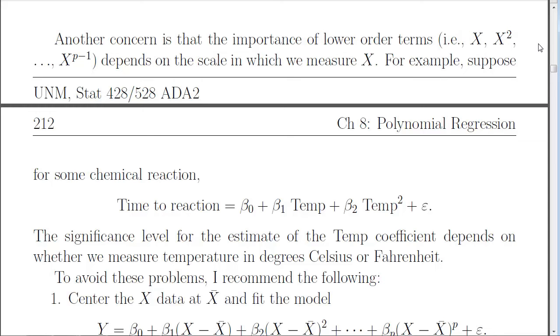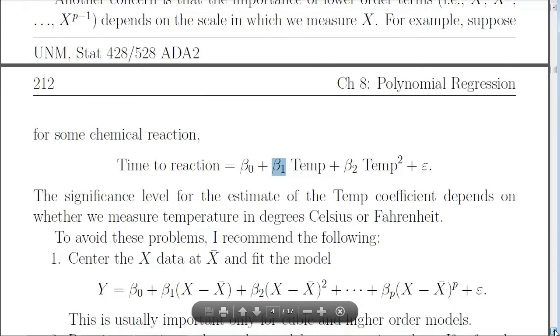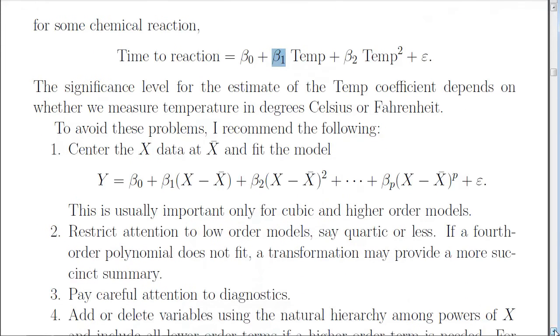And so here I've got an example: the time of a chemical reaction, where we have temperature. We could measure this in Celsius or Fahrenheit, or even Kelvin, and the significance of beta 1 could be different depending on which scale you use. So one strategy when you are modeling something with a polynomial is to center the data.